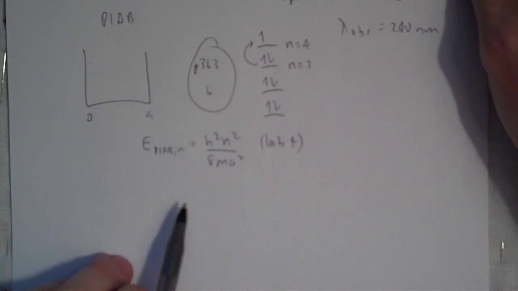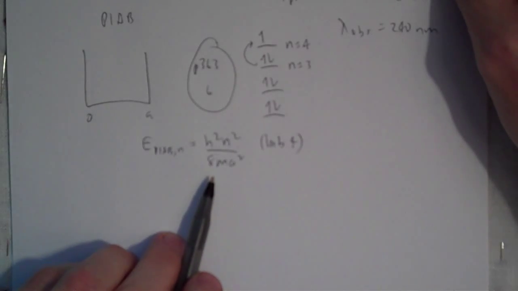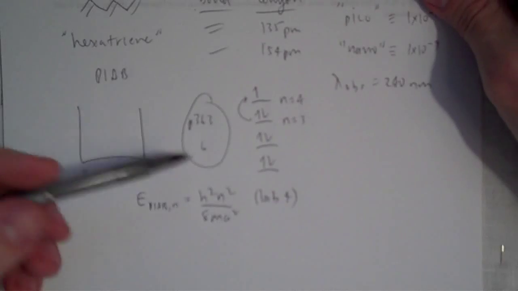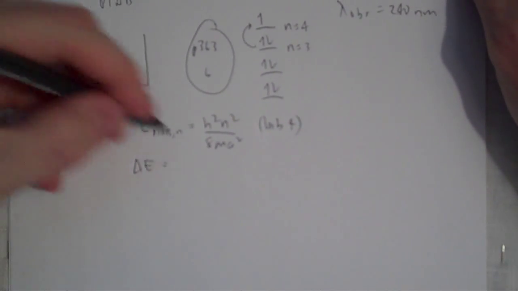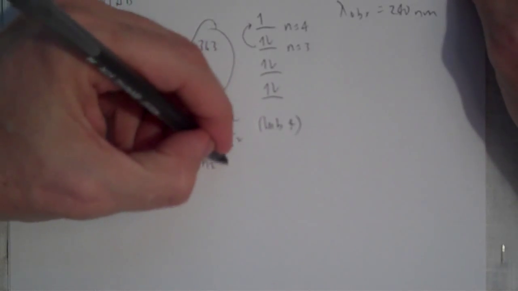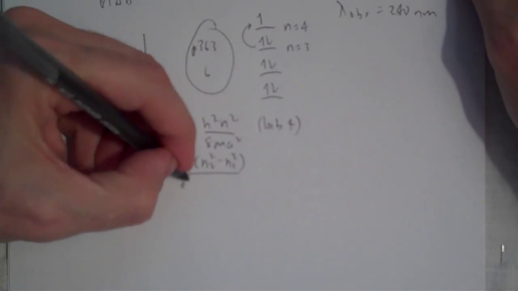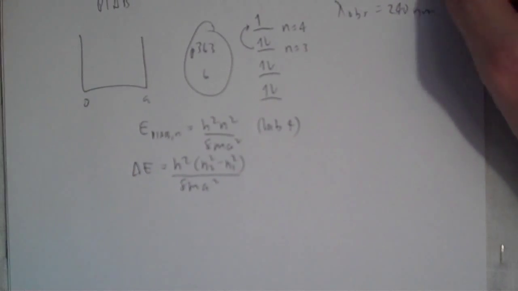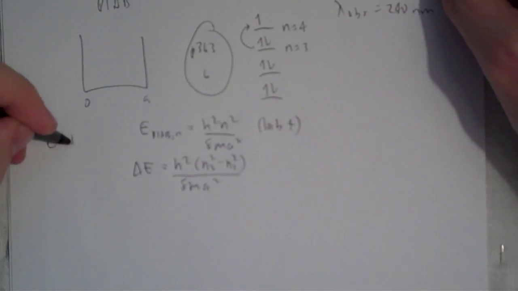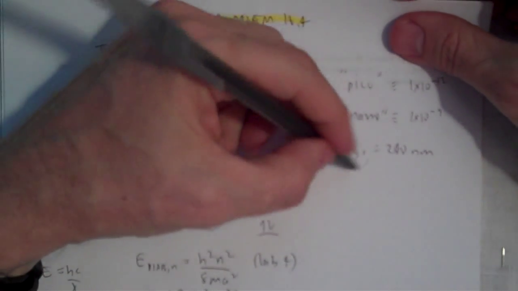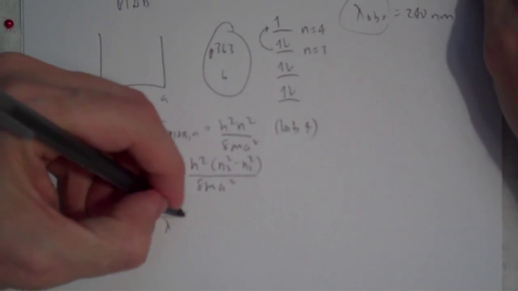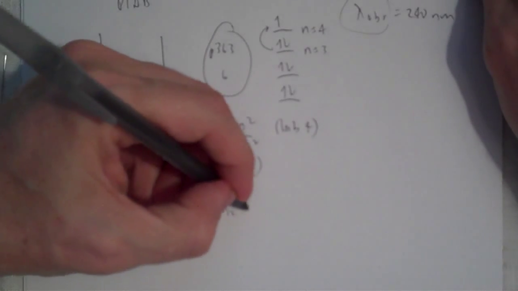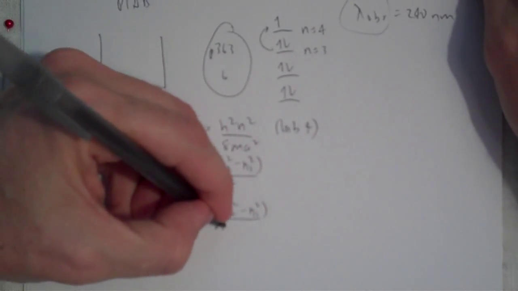Now we're going to do something we did in lab 4. What's the energy to go up? That's what it takes for a photon to excite the electron from here to here. So dE is equal to h squared (n2 squared minus n1 squared) over 8ma squared. Agreed? And we know that E is equal to hc over lambda, because we were asking about lambda. So hc over lambda is equal to h squared (n2 squared minus n1 squared) over 8ma squared.